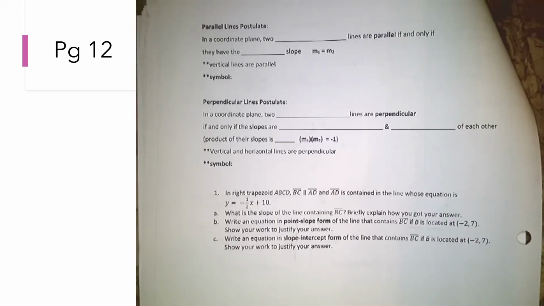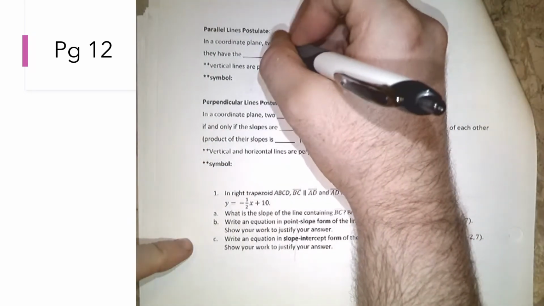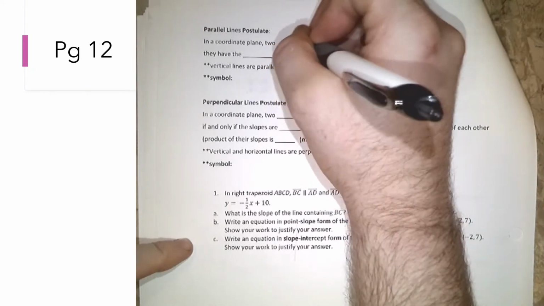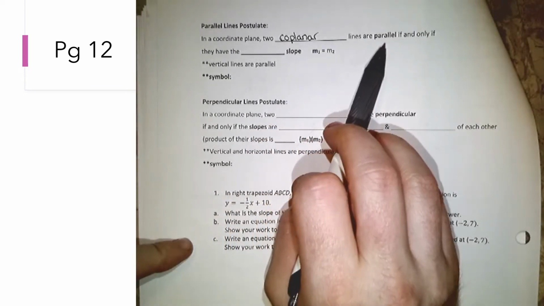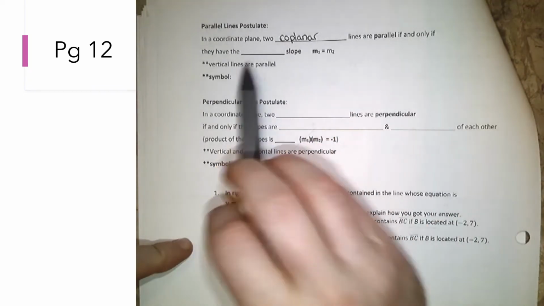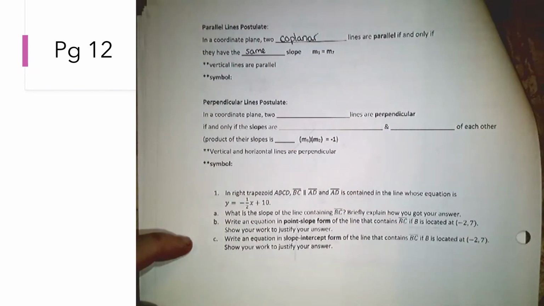Okay, so now we're on page 12. On the top of it, we're first talking about the parallel lines. So parallel lines postulate: in a coordinate plane, two coplanar, so on the same plane, two coplanar lines are parallel if and only if they have the same slope. So the slope has to be the same for the two lines in order to be parallel, which makes sense because they're not ever supposed to touch.